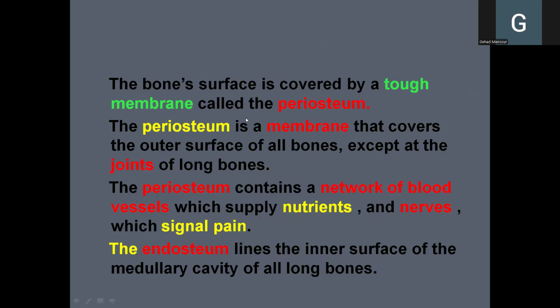So the bone surface is covered by a tough membrane, and that tough membrane is called the periosteum. So what is the periosteum? It's a tough membrane that covers the bone from outside. So the periosteum is a membrane that covers the outer surface of the bone, except at the joints.